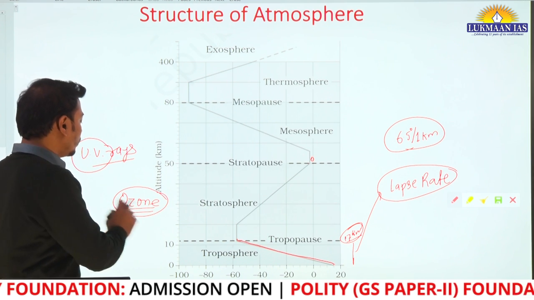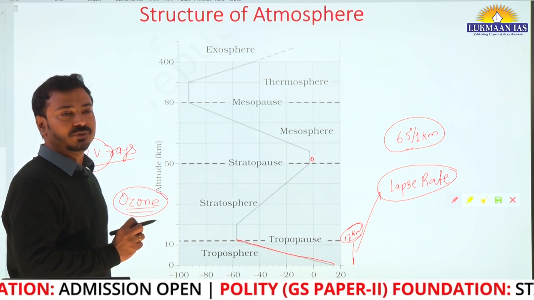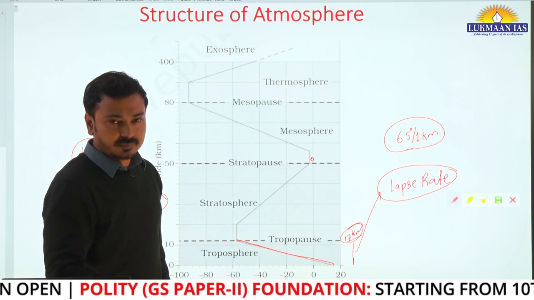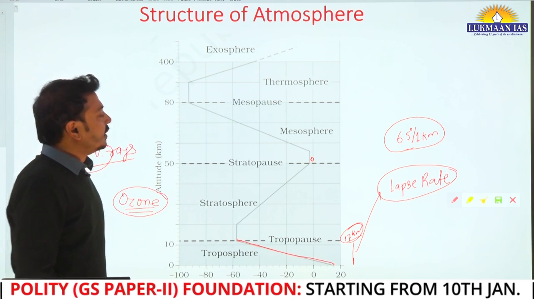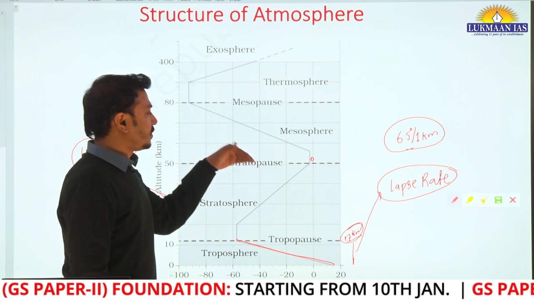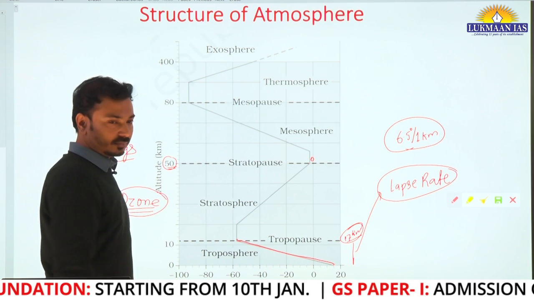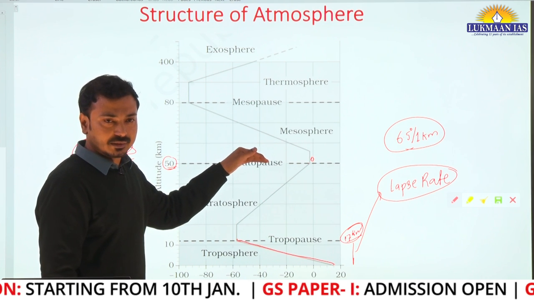Very good. So, the ozone layer is absorbing those UV rays, no? That's why its temperature is increasing. Ye reason hai wahan pe. Now, again, as we cross the stratosphere, beyond 50 kilometer, iska height jo hai 50 kilometer.